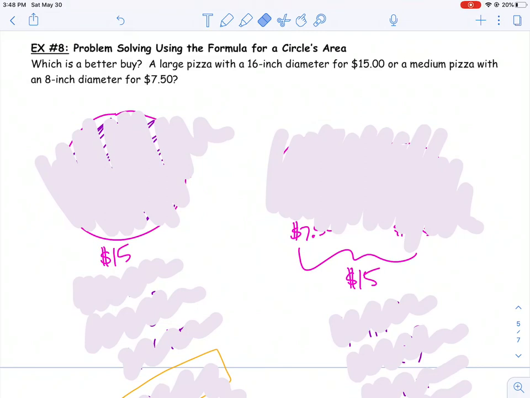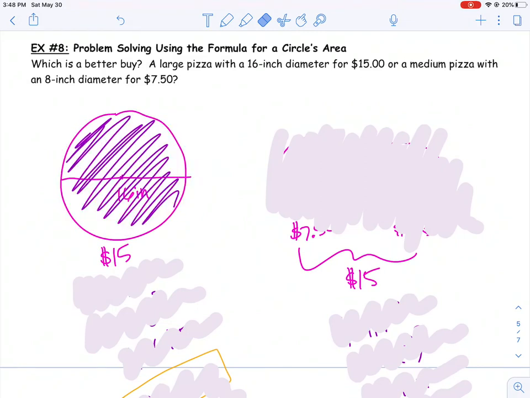So I don't know about you, I like to kind of visualize again. So I'm going to draw a picture. I've got a large pizza, has a 16-inch diameter, and I want to know which one's a better deal. So I don't just eat the crust of my pizza, even though that's oftentimes the best part. So I'm not really looking for circumference. I'm really looking for area, the stuff on the inside of this pizza. I want to know how much pizza I actually get for 15 bucks.